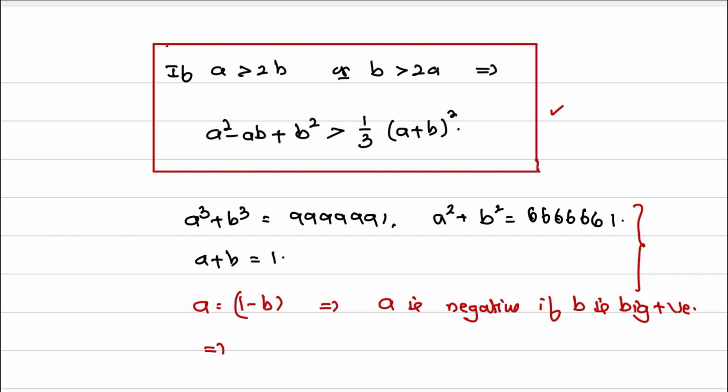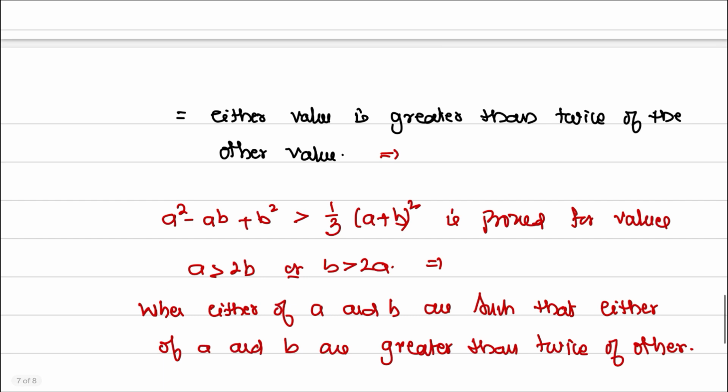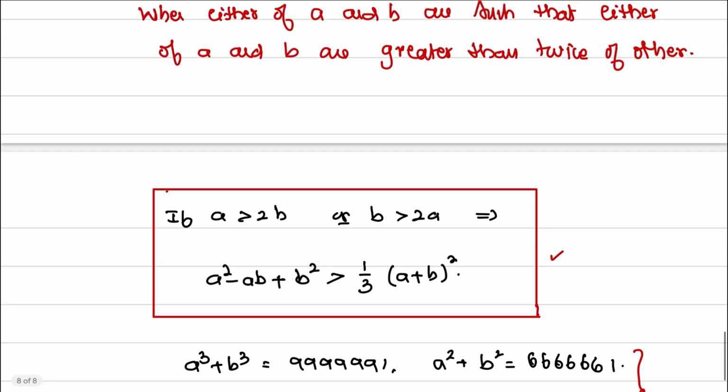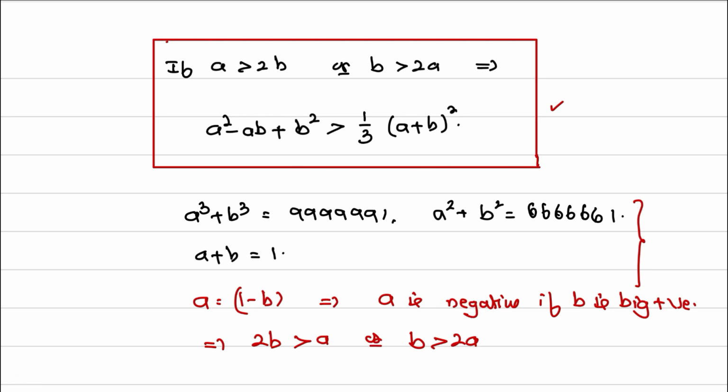That shows 2b, that is a big positive value, will always be greater than a, or b is always greater than 2a. You see, when a is negative, b is positive, b is always greater than 2a. Whatever may be the value of b and a, when a is negative and b is positive, b is always greater than 2a.